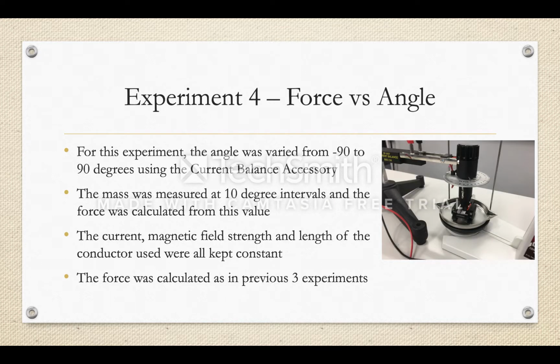This experiment was completed using the current balance accessory to vary the angle from -90 to 90 degrees. The angle was varied at 10-degree intervals, and the mass of the magnet on the scale was measured at each interval. The force in grams was calculated from this the same way as in experiments 1, 2, and 3 by subtracting the mass when the current equals 0 from the measured mass value. The current, magnetic field strength, and length of the conductor were kept constant throughout this experiment.